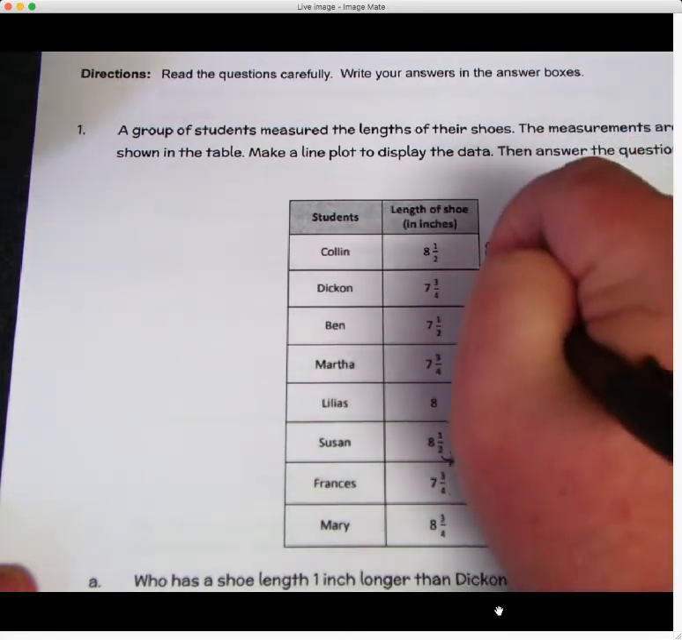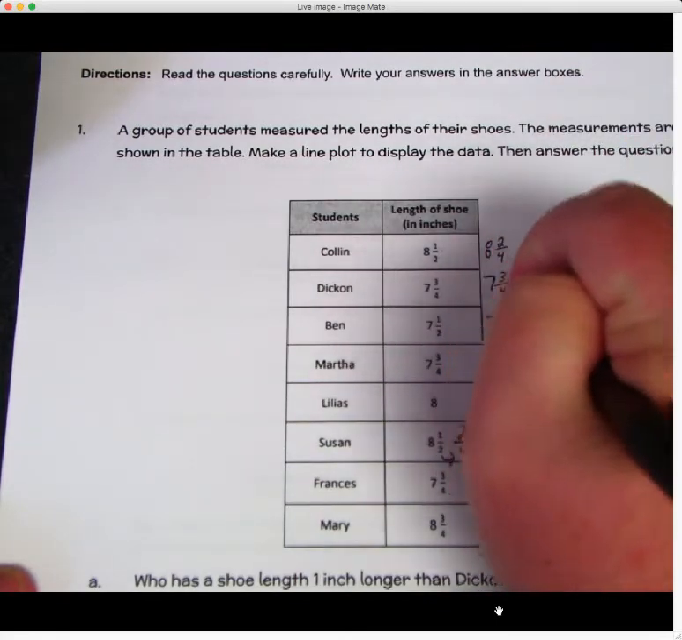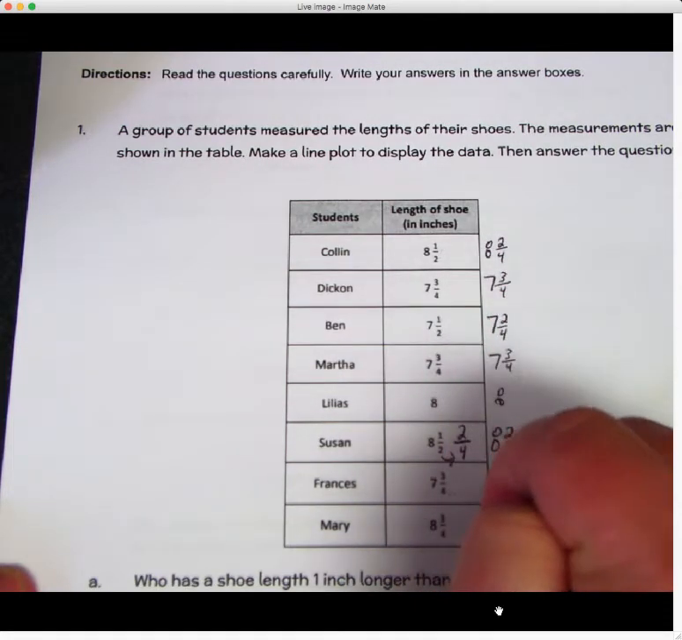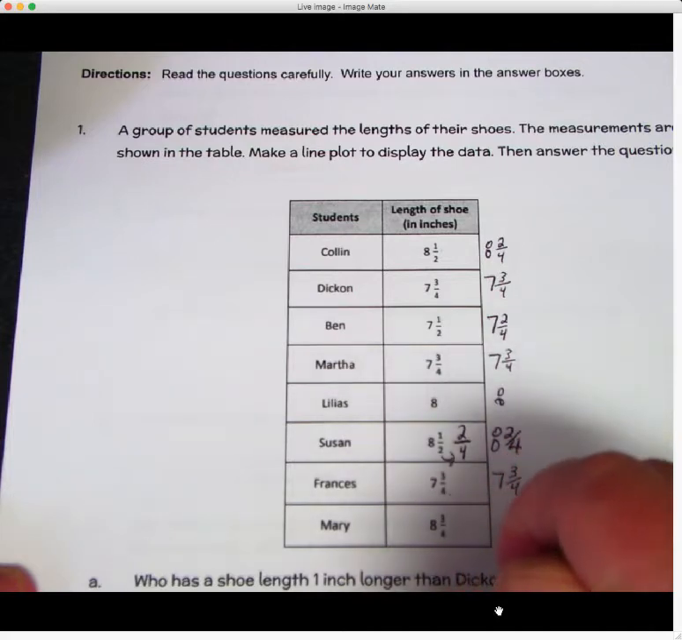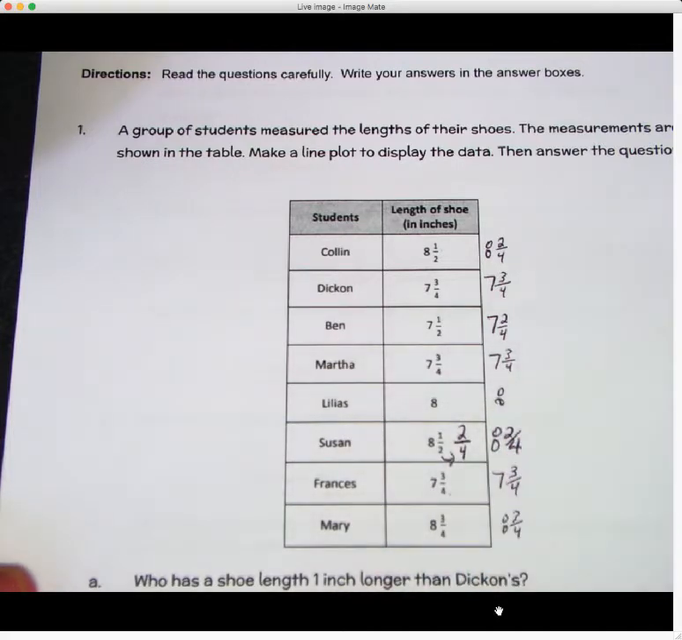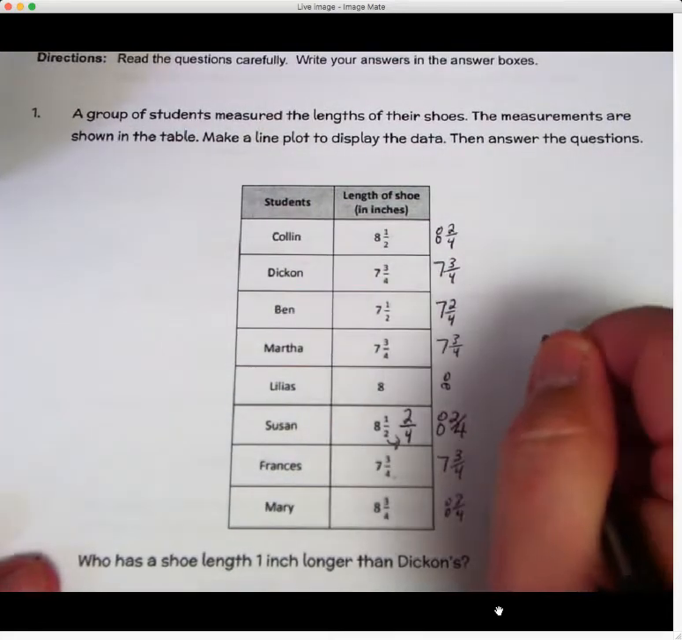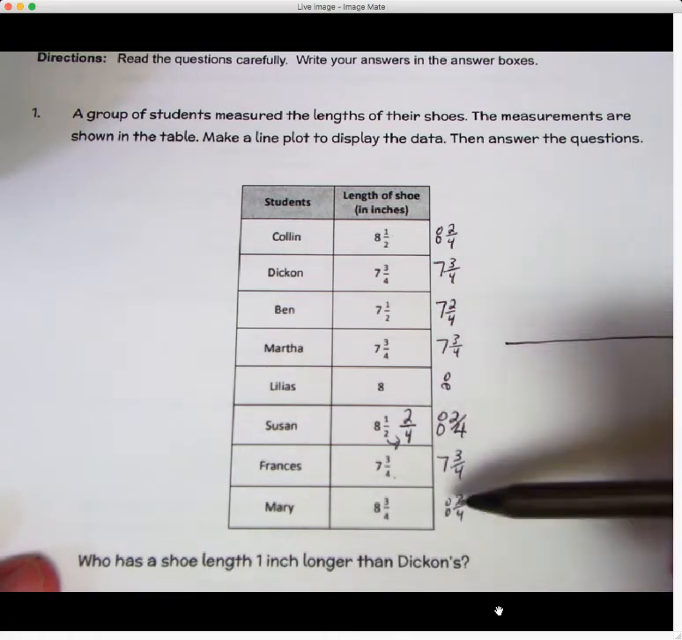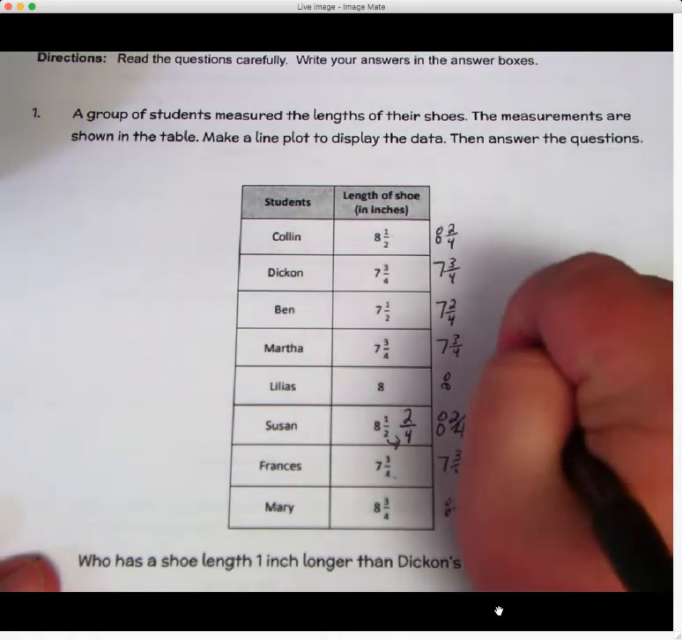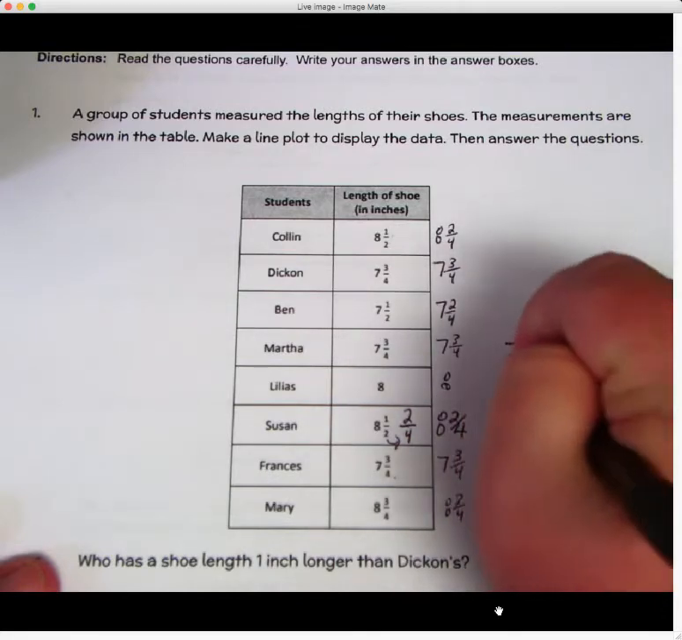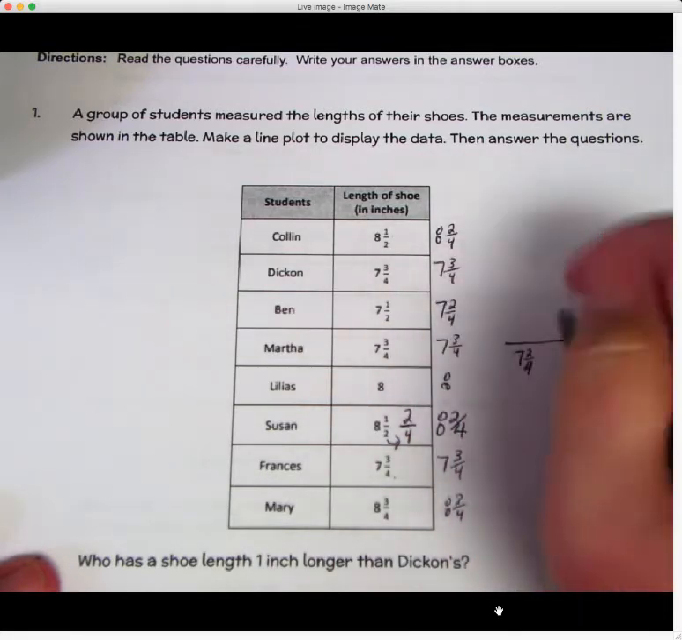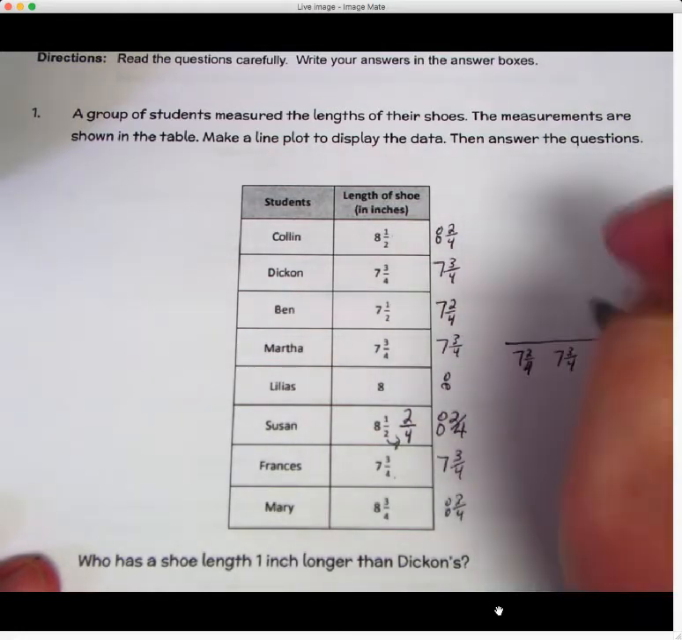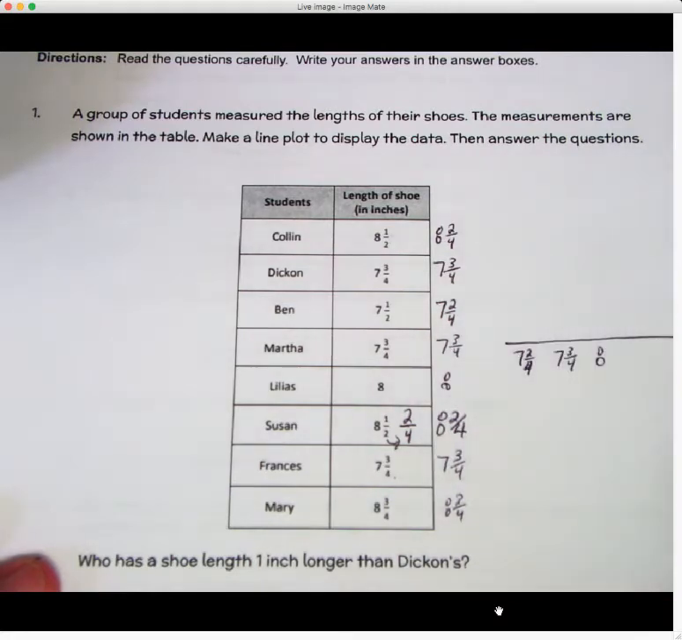And I'm just going to go ahead and write the rest of them out here to the side too, so it's easy to see. 7 3/4, 7 3/4, 8, 7 3/4, 8 3/4. Now, if I was to draw a line plot, I could do the shoe sizes on the bottom. Where's their smallest size? I got 7 2/4, I believe. So we'll do 7 2/4. And then we've got 7 3/4. And we've got an 8. And then everything else is more than 8.